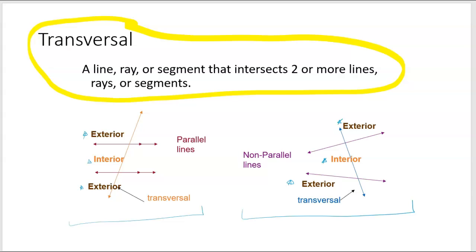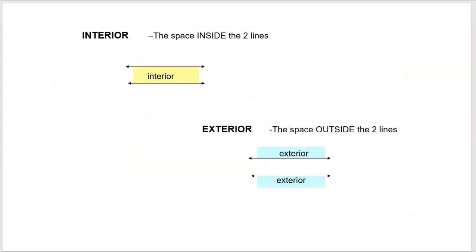Okay. Now, what does it really mean by interior and exterior? So with that being said, interior just is the space inside the two lines. Exterior is the space outside of the two lines. So go ahead and copy that information down. If you want to copy the picture down too, you can, but you do not have to.